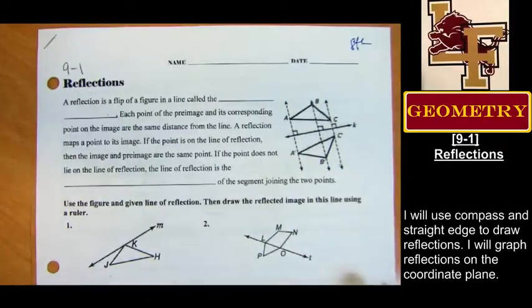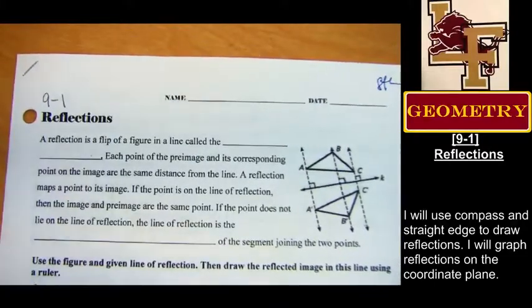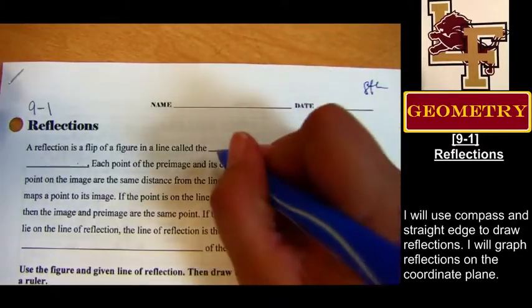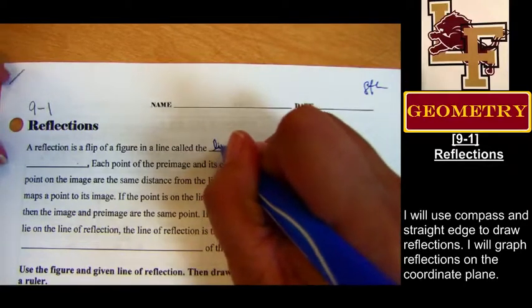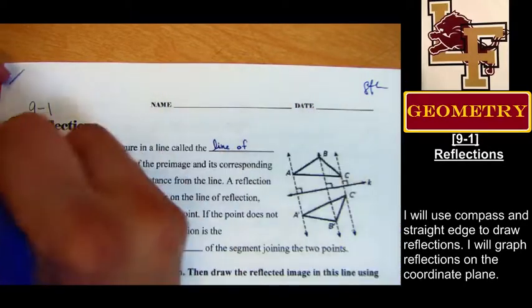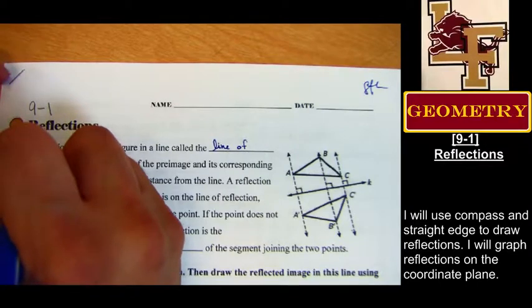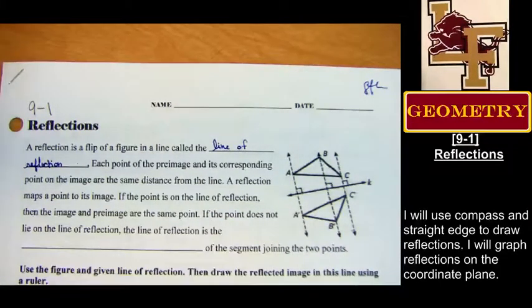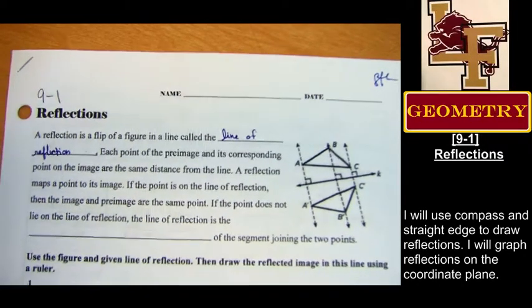We're working on reflections today. A reflection is just a flip of a figure, and it's in the line that's called the line of reflection. Okay? That line of reflection. We say in, but we mean across. I don't know why we say in. The mathematicians are weird. All right.